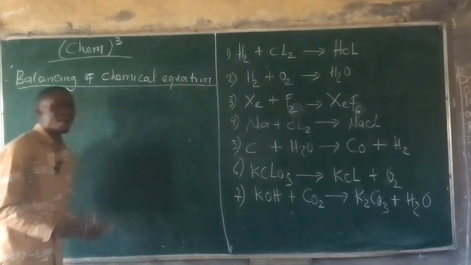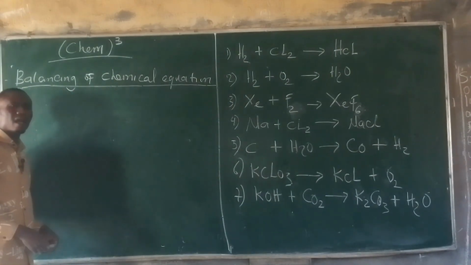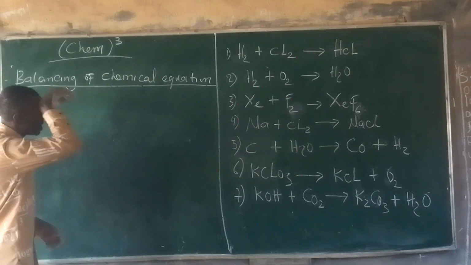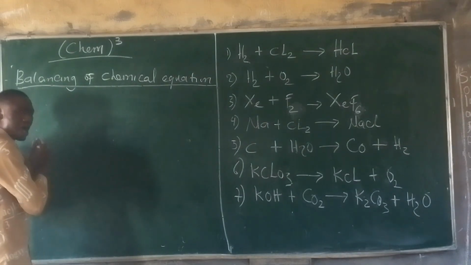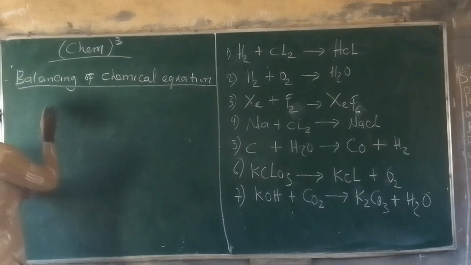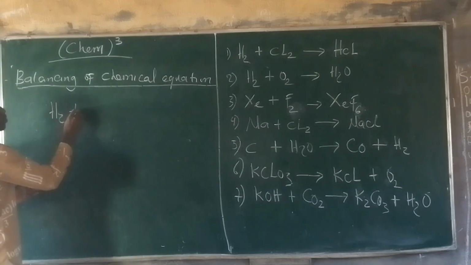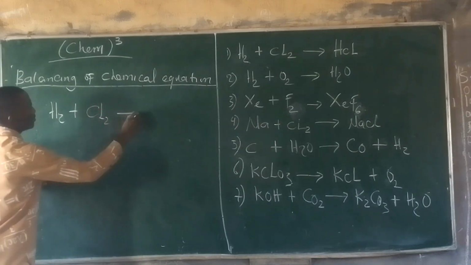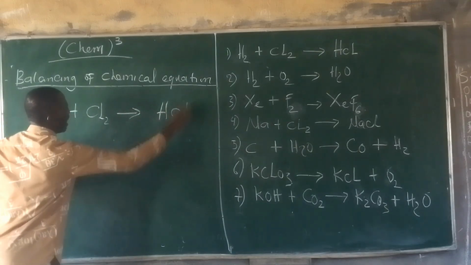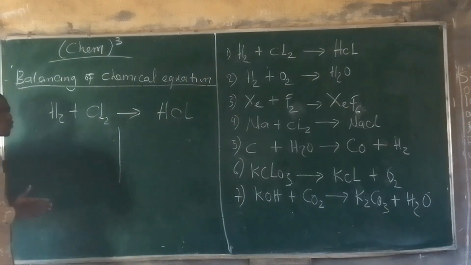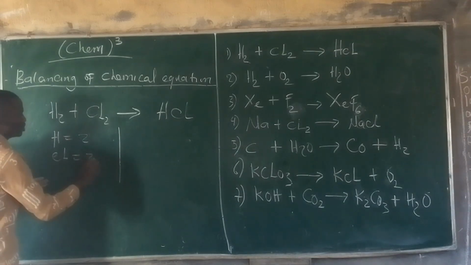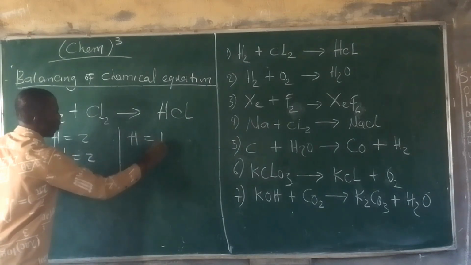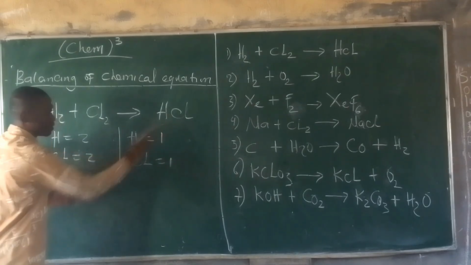Now, let's look at the practical steps in which we can balance chemical equations. Let's take the first one. The first thing to do is to give an account of the number of elements you have on both sides. Now, we have hydrogen, the atomic hydrogen. Chlorine gives you HCl. Now, let's give an account of what we have. We have hydrogen 2, chlorine 2, hydrogen 1, chlorine 1 on this side.